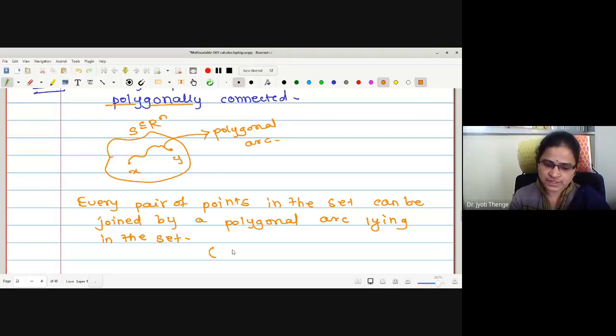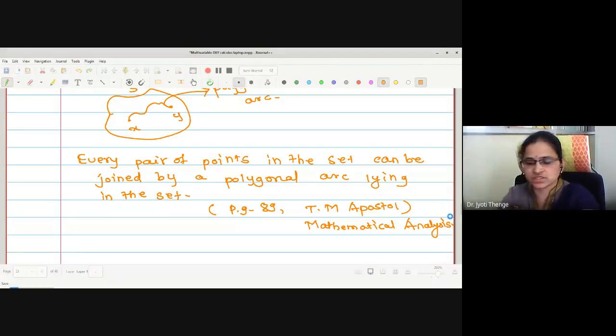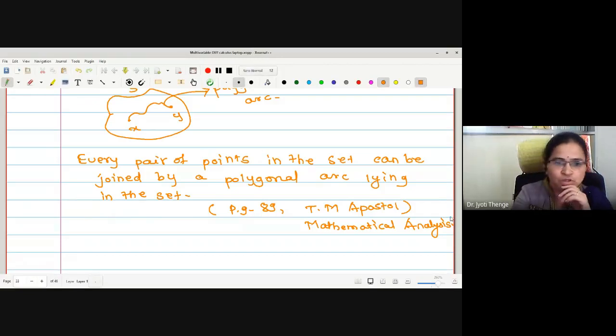If you want the proof of this statement, I have taken it from page number 89 of Apostol, Mathematical Analysis. This statement is essential for proving our next theorem, that if the derivative is 0, the function is going to be constant. Okay, let us stop for today. I can take this, or if I have 5 to 10 minutes, I can complete it. Okay, let it be.